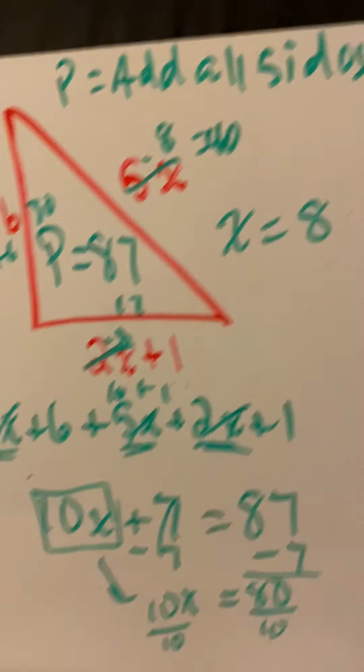Now, this is just a triangle. I can promise you, you're not going to get a triangle on your test for perimeter. You can see my coffee.